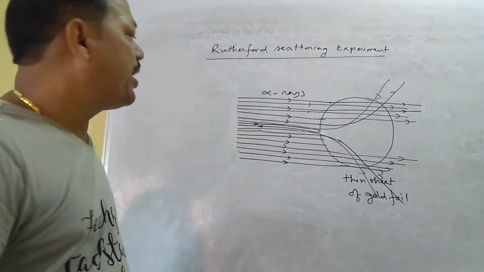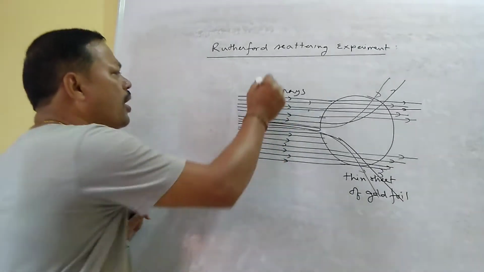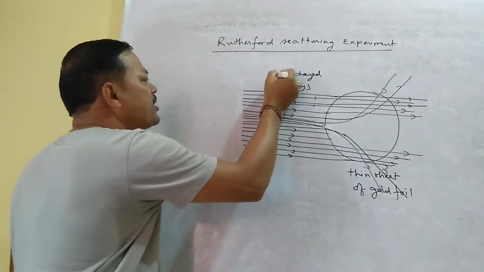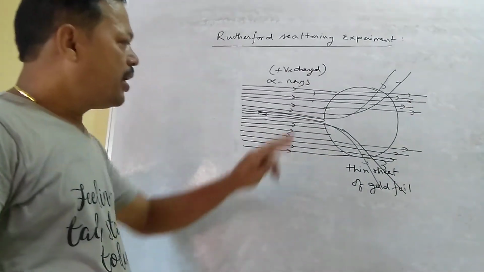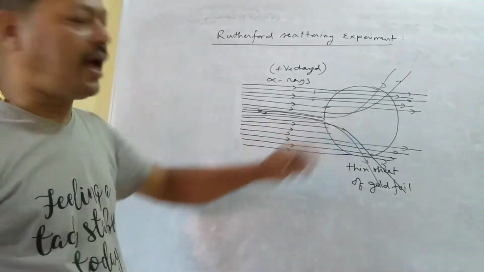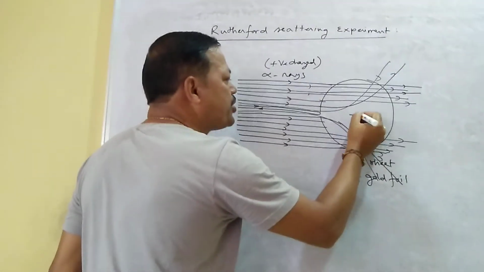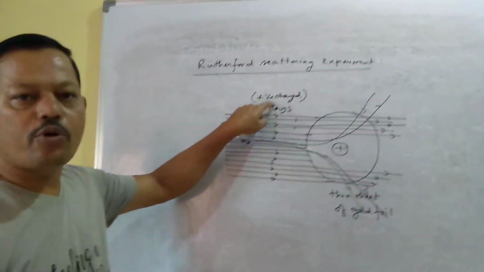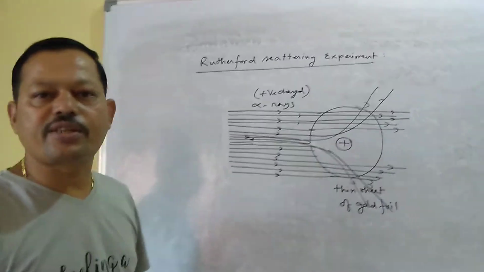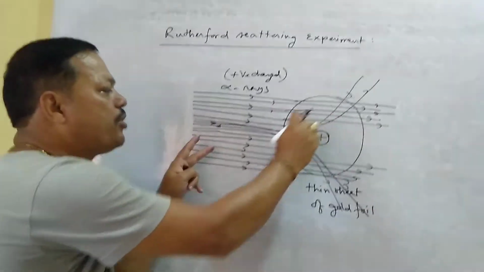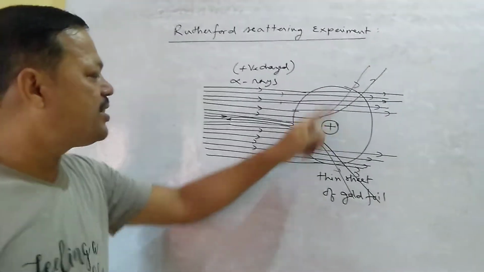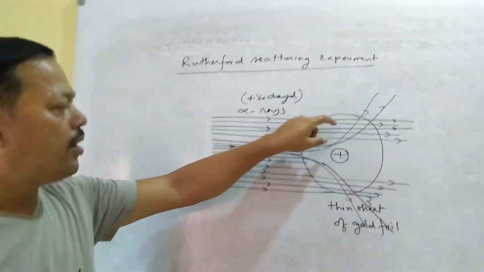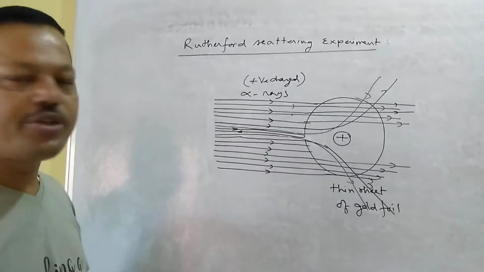Now what does it indicate? As alpha rays are positively charged, at the center of the atom there is a positive charge, and due to the presence of this positive charge, since these rays are positive, as you know, positive always causes repulsion, so they undergo deflection like this. Actually, these rays undergo repulsion because the positive charge is present at the middle position only.